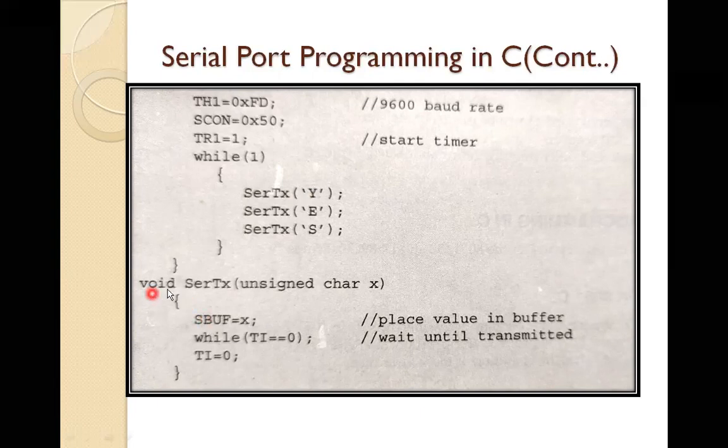Then the function is void SERTX, serial transmit, in brackets unsigned char X. We use the variable X here. So first X is equal to Y, then the next time X is equal to E, then the third time X is equal to S. So right now X is equal to Y, therefore here it is Y. So this Y is placed in the SBUF register using this instruction, SBUF is equal to X. So what is X? Right, X is equal to Y. So it is letter Y in the SBUF register.